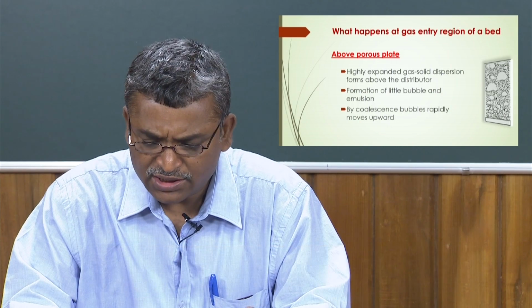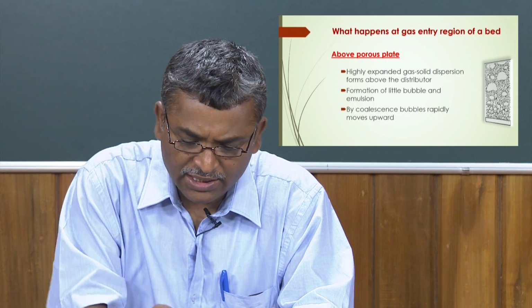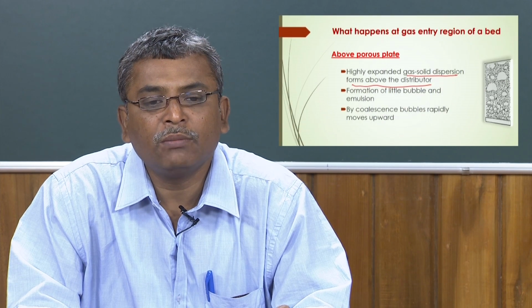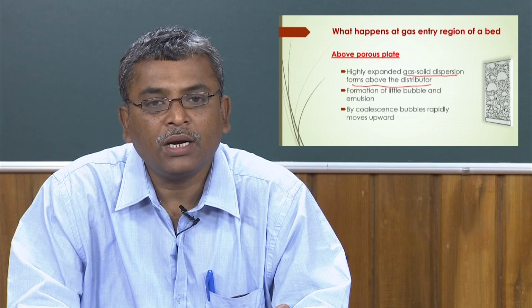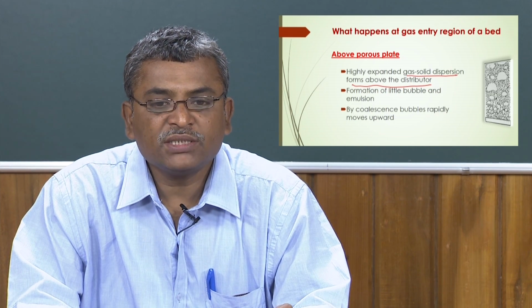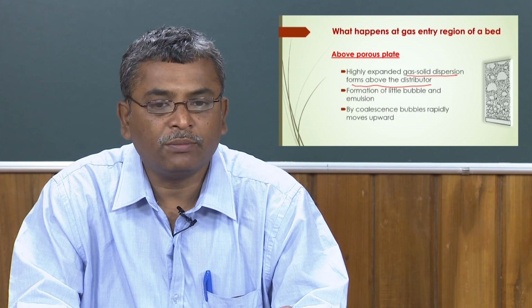Now, what happens at the gas entry region of a bed above a porous plate? It is seen that a highly expanded gas solid dispersion forms above the distributor, and also formation of little bubbles and emulsion is seen whenever gas is distributed from the porous plate, in the region of this distributor. By coalescence, bubbles rapidly move upward due to their higher buoyancy.